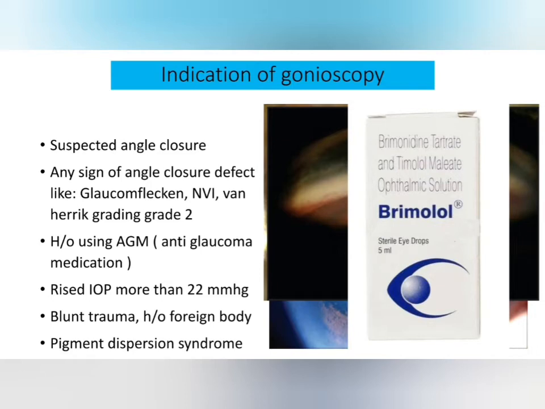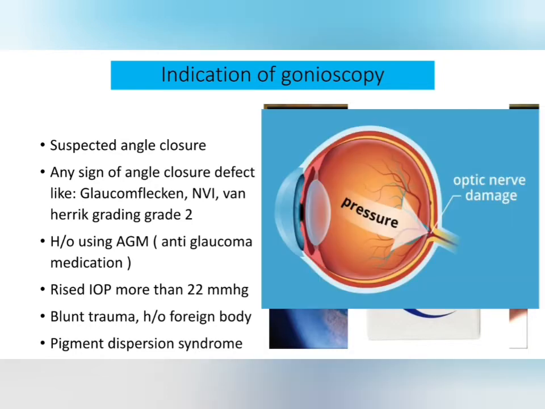So another is the history of using anti-glaucoma medication. Here I just put an AGM drug. So there are different types of anti-glaucoma medication. Just as an example, I put this picture. Here also is a raised IOP of more than 22 mmHg.